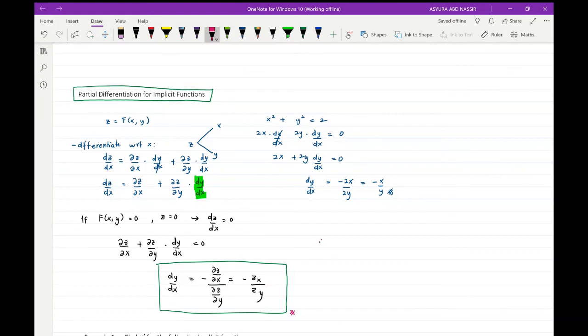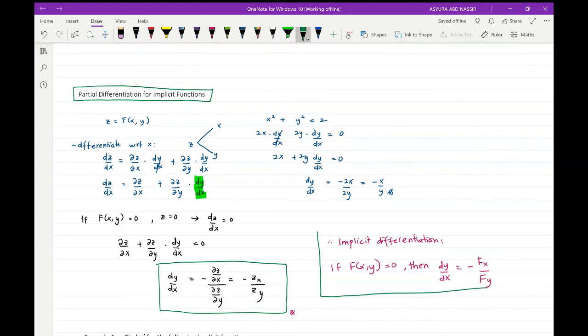Therefore, in general, we can say that for implicit differentiation using the partial derivative, if f(x, y) equals 0, then to find dy/dx, it will be equal to negative fx divided by fy. So this is your formula.